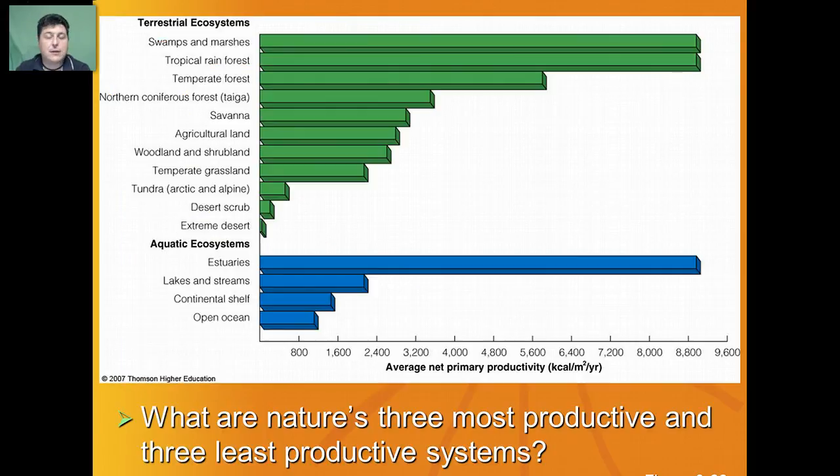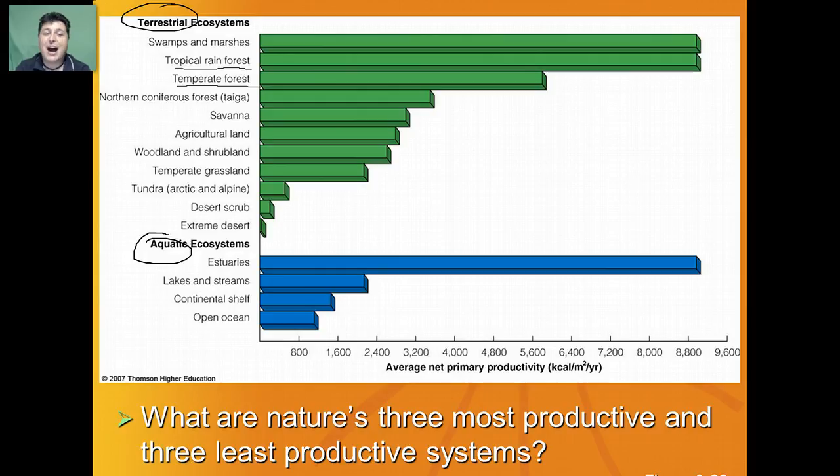Now, if we examine productivity in both terrestrial and aquatic ecosystems, we're going to notice some very interesting things. In our terrestrial ecosystems, in our top three, it makes sense that we have tropical rainforest and temperate forest, because in a forest, the predominant organism is going to be trees. And so there's going to be a lot of production that will happen there.